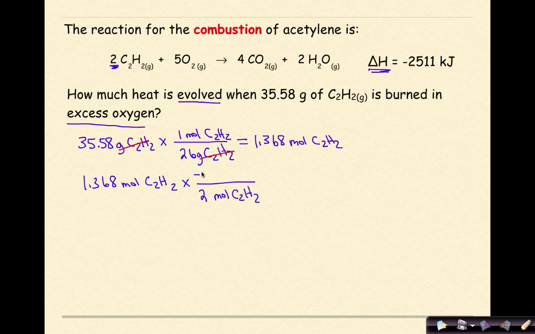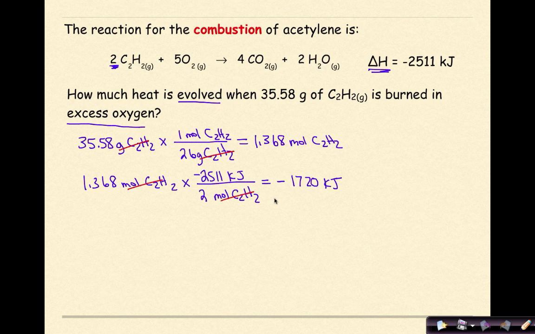over negative 2,511 kilojoules. And again, like I've done before, moles cancel moles. And I do 1.368 times 2,511 divided by 2. And if I work that out, I'm going to get negative 1,720 kilojoules of energy released. So kilojoules, or you can put energy released. You need to show that energy is released as part of this process.